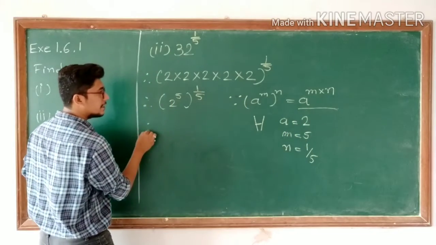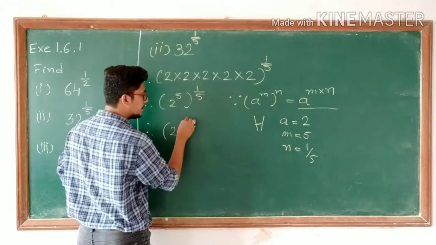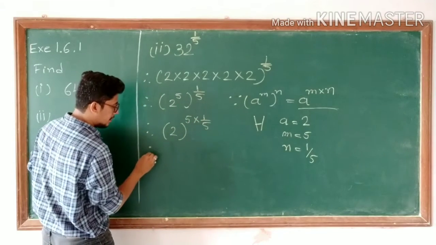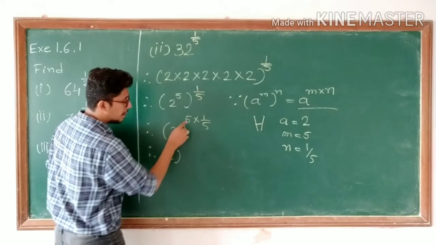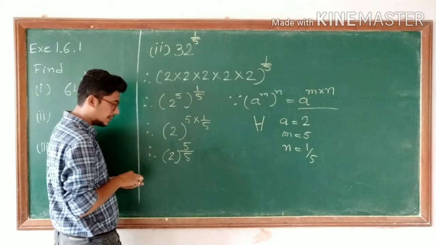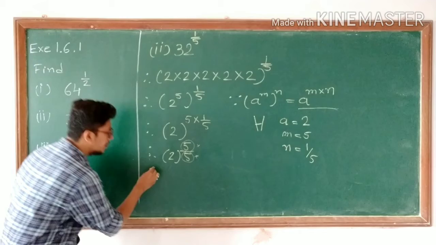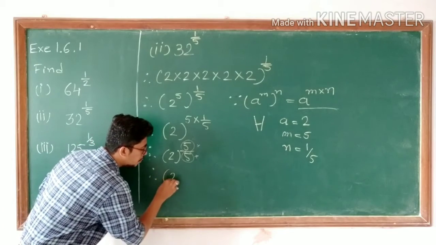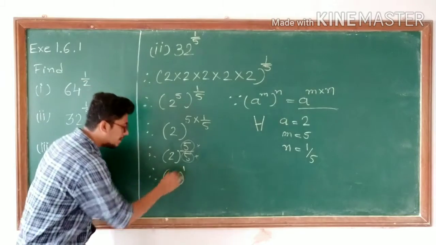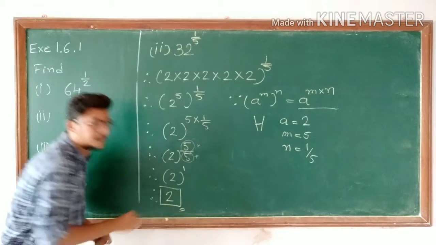So can I write like this: a, that means 2, power of m into n, that means 5 into 1 upon 5. Yes. 2 to the power of 5 into 1 is 5 upon 5. Yes or no? Yes. Both will get cancelled. So here you will get 2 power 1, because 5 ones are 5, so 1 is only remaining. 2 power 1 is nothing but 2. And this is your answer.